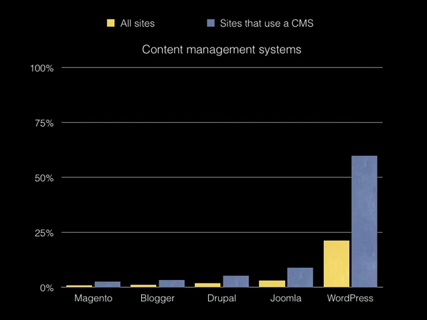So there are other content management system programs out there. Magento, Blogger, Drupal, Joomla, those are some of the most popular ones. Not every website out there uses a content management system, but of those that do, about 60% of the websites that use a CMS use WordPress. It has the majority of the share of CMS websites. The next closest competitor is Joomla, which has maybe 10%. So it's not even close.